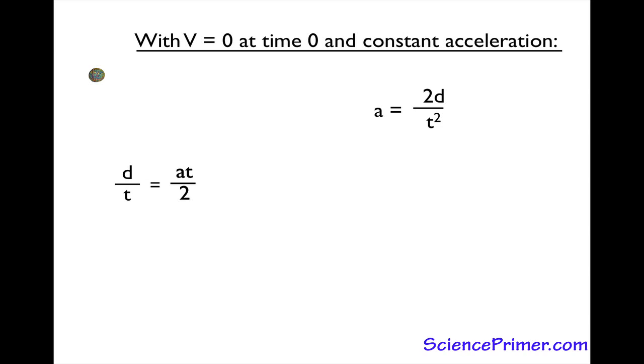But we can also rearrange it in a couple different ways. We can calculate distance if we know acceleration and how long an object has fallen for. And we can also tell time with gravity. So we know how far an object has fallen. We know the acceleration is 9.8 meters per second squared. And so 2 times the distance divided by acceleration, take the square root of that, will give us the time.